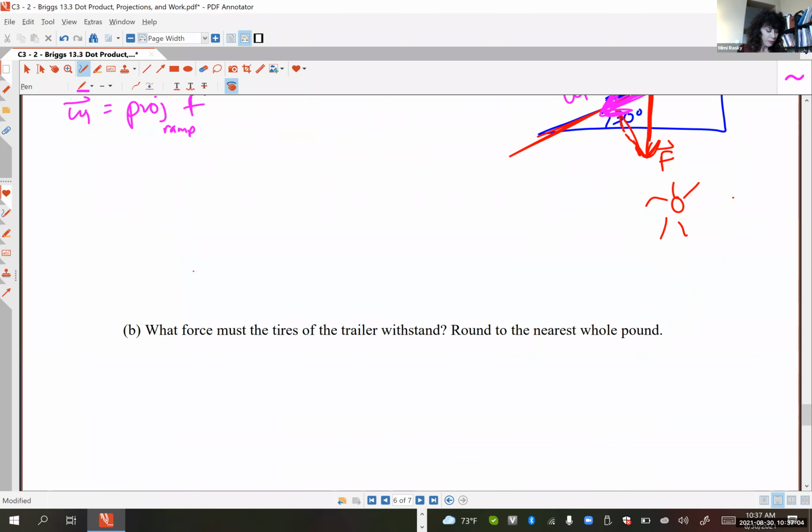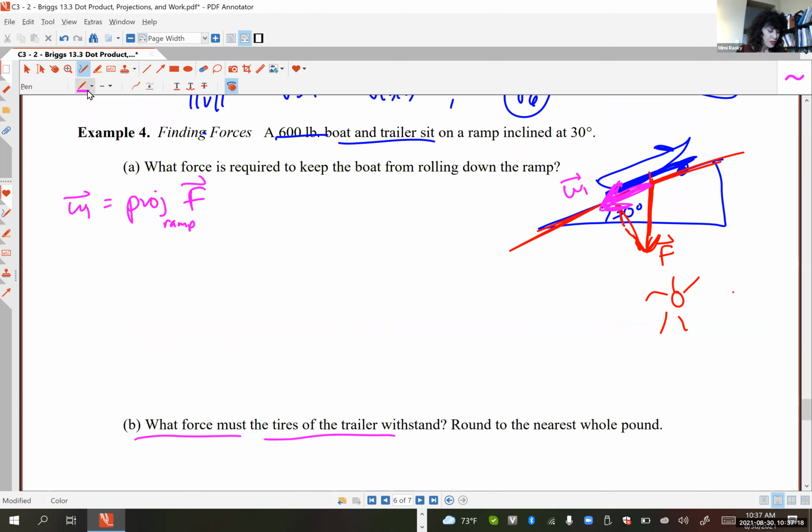Now, letter B, they want another force, another vector. They want a vector indicating what force the tires have to take on, because they're getting tired holding up the trailer and the boat. So if the tires had feelings, what force would they be feeling that's weighing them down? And that would go straight into the ramp like this green vector here, that's W2. Okay, it's exactly perpendicular to the ramp.